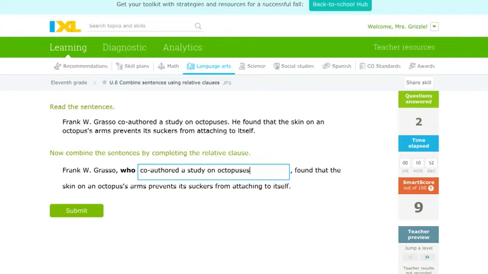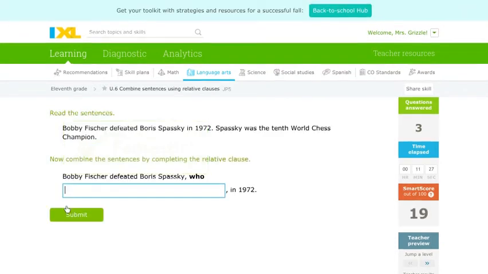We know that it is a relative clause because it begins with that who word. So we know that the different words that you can use for beginning a relative clause are who, whom, whose, which, or that. So we see that who word right there. And then it actually modifies Frank W. Grosso. So Frank is the noun. And then we have turned this dependent clause into an adjective because it modifies that noun and gives it more information. So I'm going to submit that and see if I'm right. Woohoo, doesn't that feel good?